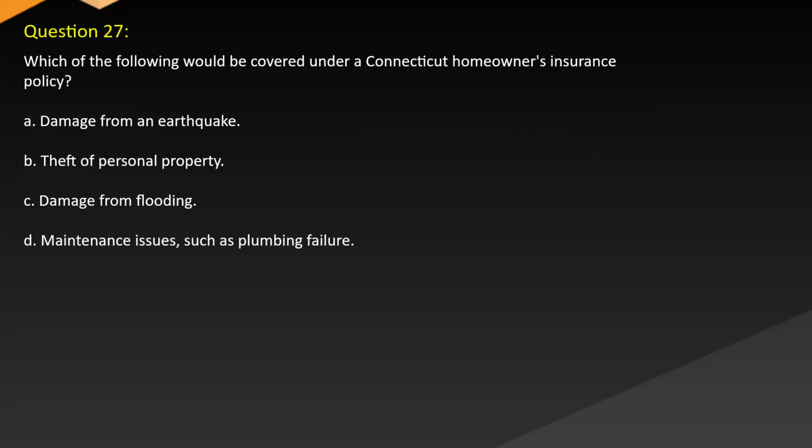Question 27. Which of the following would be covered under a Connecticut homeowner's insurance policy? A. Damage from an earthquake. B. Theft of personal property. C. Damage from flooding. D. Maintenance issues such as plumbing failure.